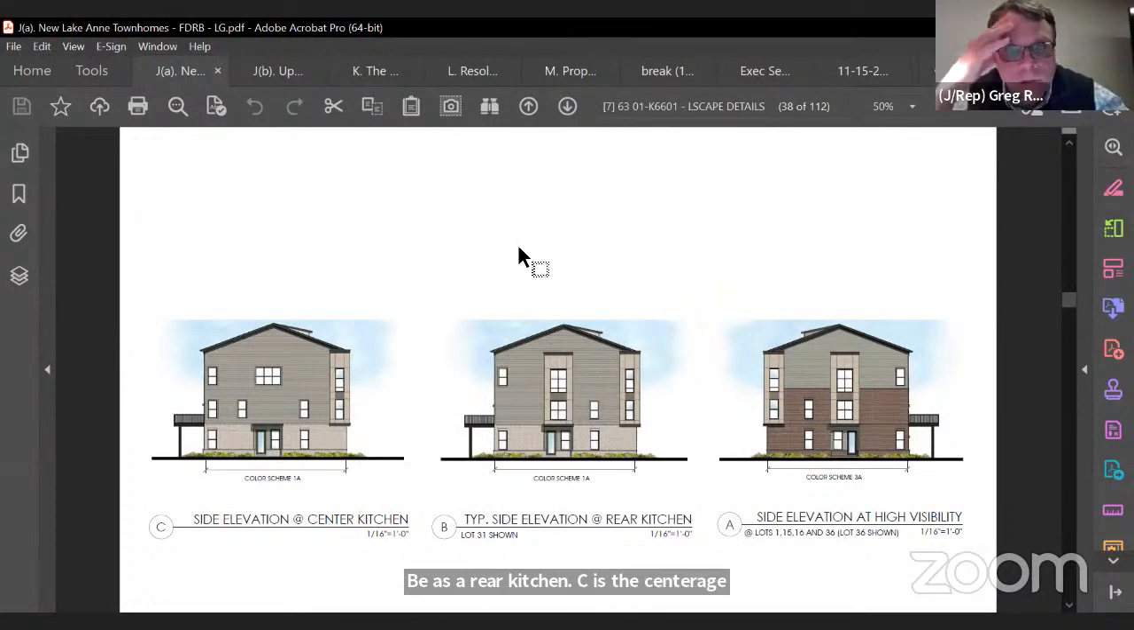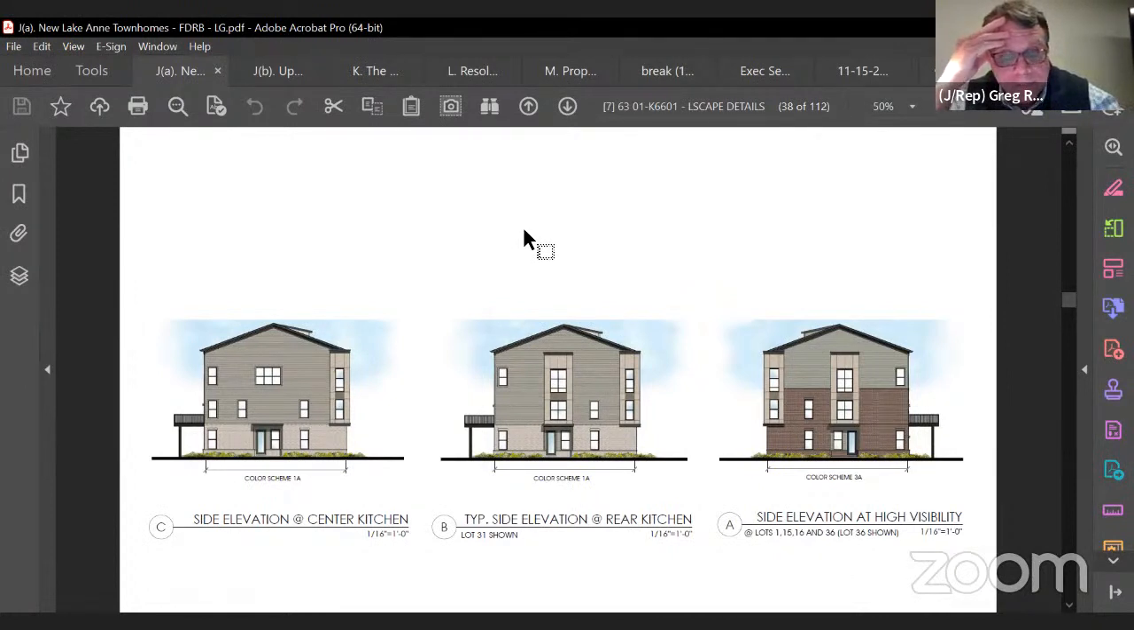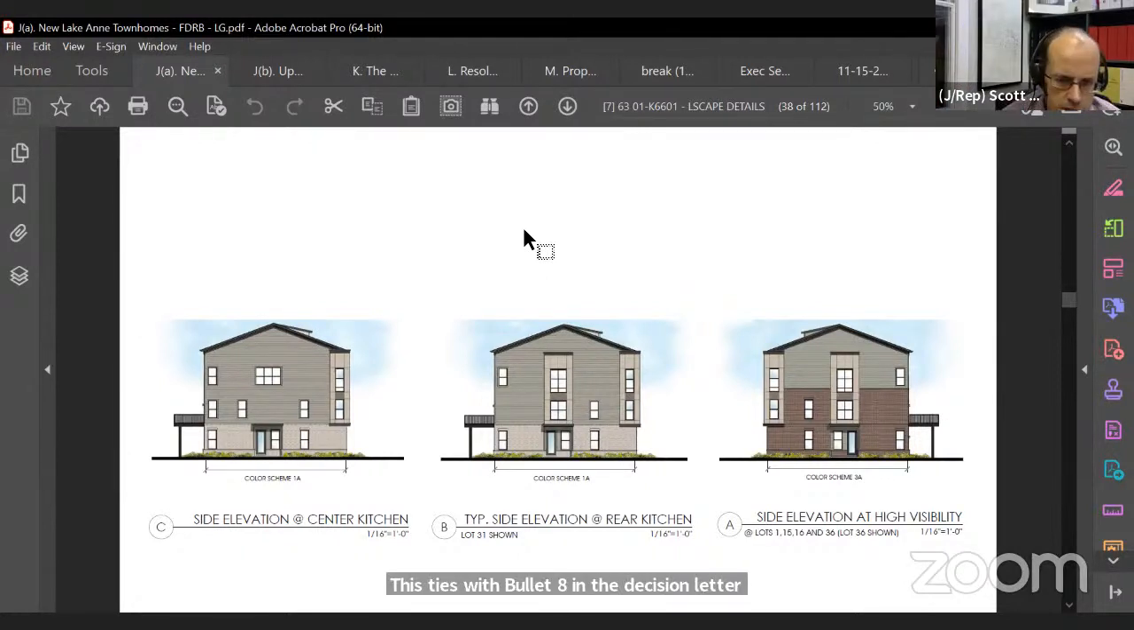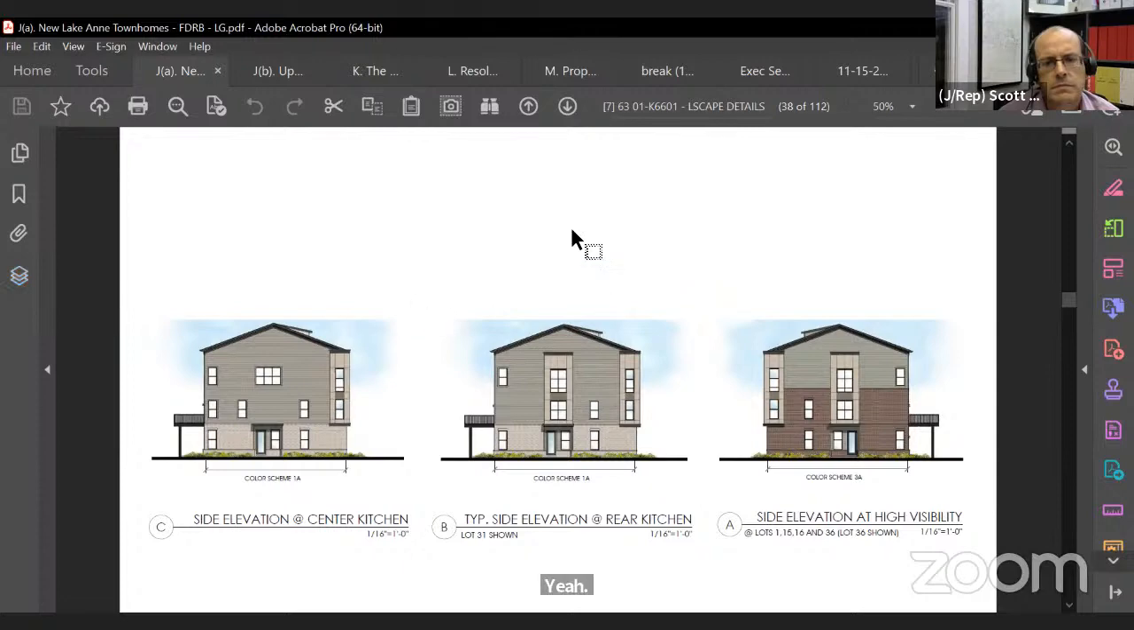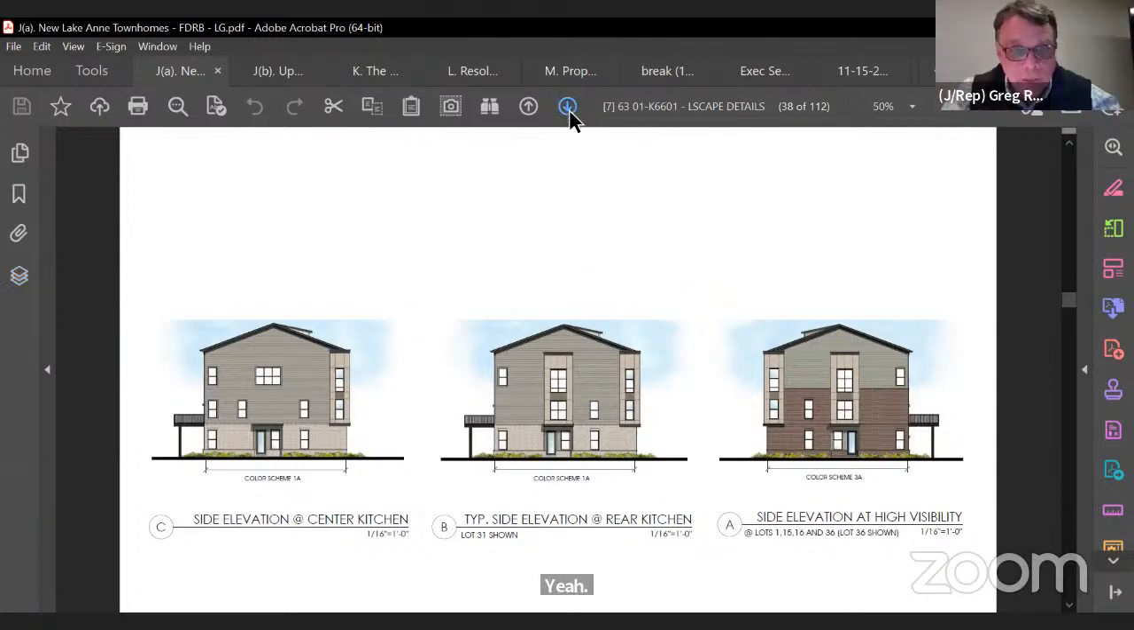Yes, and so this elevation we're looking at now, typical side elevations, ties with bullet 8 in the decision letter. So I guess you would want to say we focused on the high visibility units and providing that 2-story brick on the right-hand side there. If we could go to the next slide.